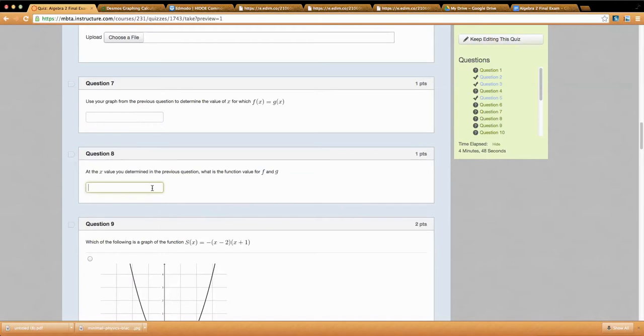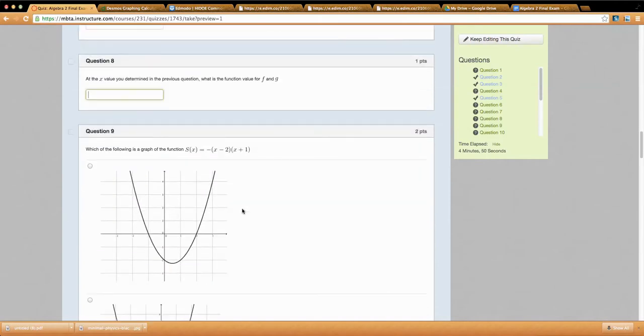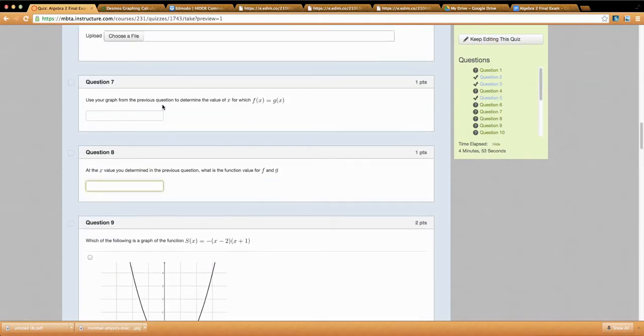If the box looks like this, that means you can just type in your answer. You don't need to type in x equals blah blah blah. I'm looking for a number, so put in like 5 or 10 or whatever the number is.